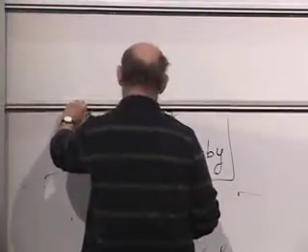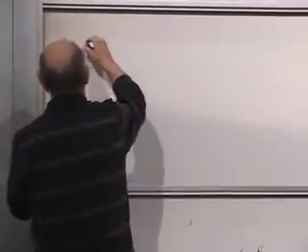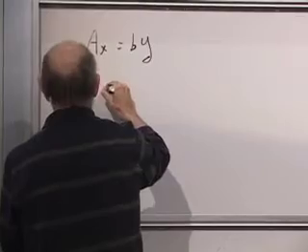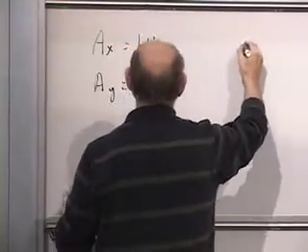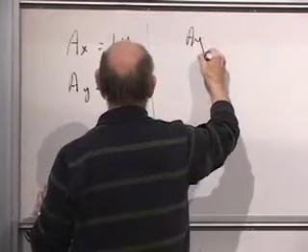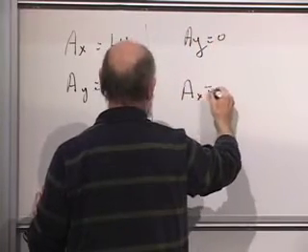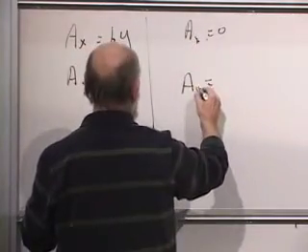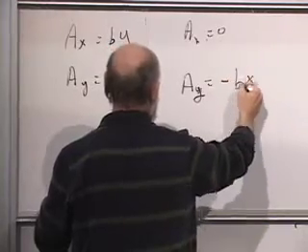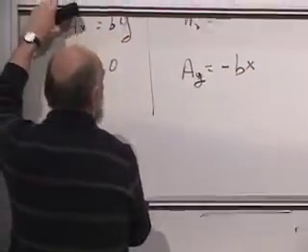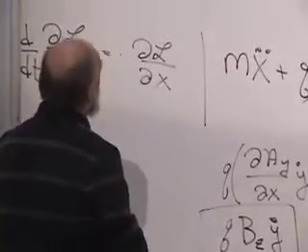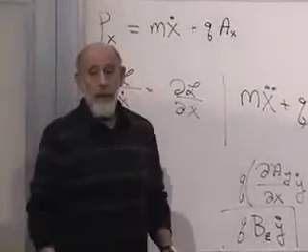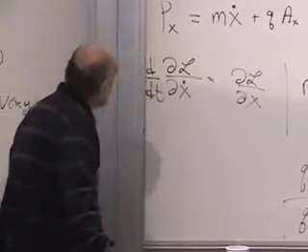Let me rewrite it. Ax equals b times y, Ay equals 0, and the other possibility is Ax equals 0, Ay is equal to minus b times x. In the lingo, these would be two different gauges giving rise to the same field. Okay, let's see what we learn from conservation laws.